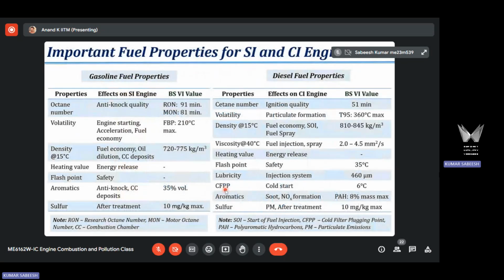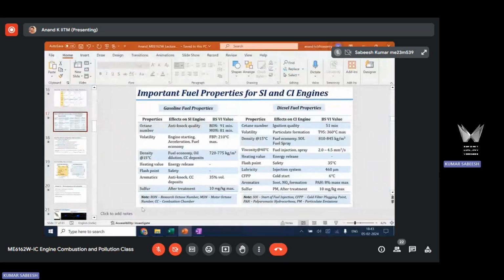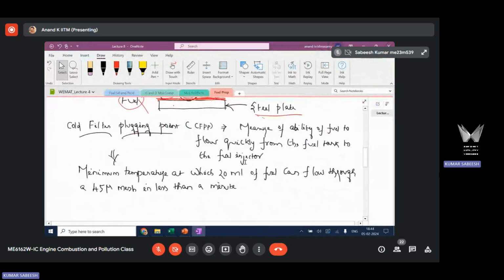So this property is what is called CFPP. This is the cold filter plugging point, and it affects the cold start characteristic. In our country, it is fixed at 6 degrees Celsius. This is measured by using a specific setup. As I said, this property is a measure of the ability of the fuel to flow quickly from the fuel tank to the fuel injector. And how do they measure this cold filter plugging point, for which you have seen the number 6 degrees Celsius? They have a controlled test setup.